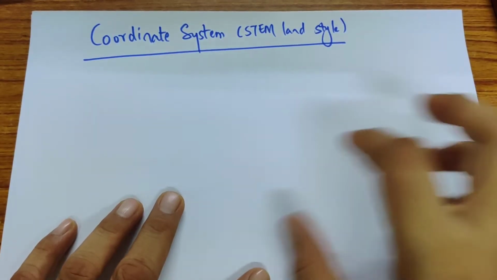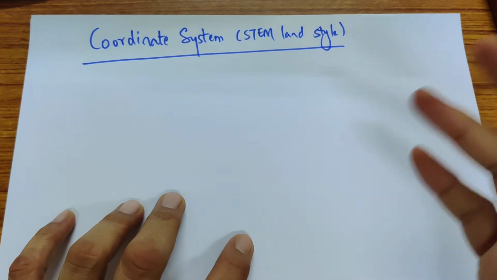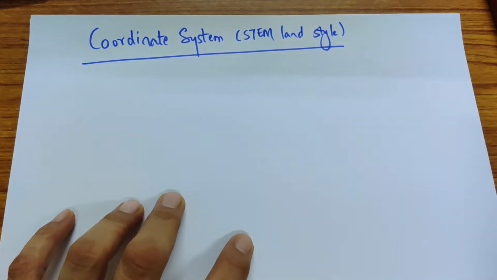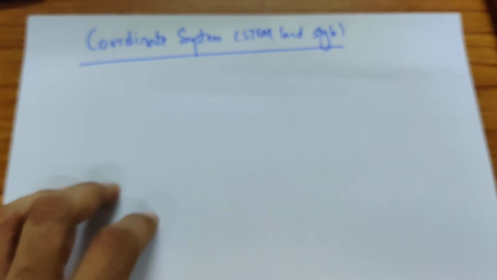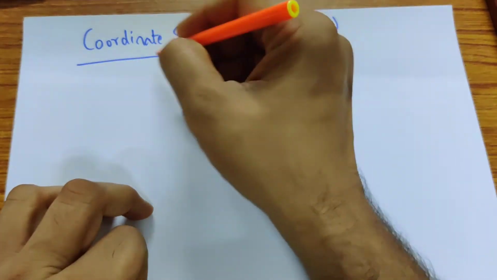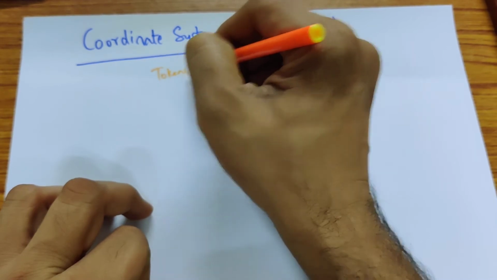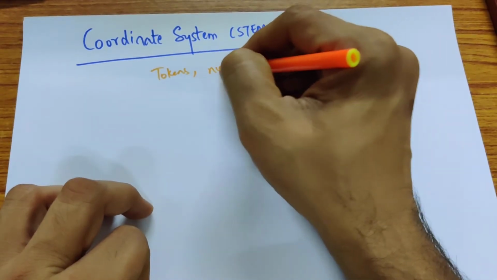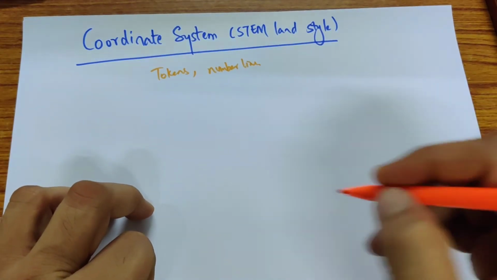So this video is about how we can introduce the coordinate system in a STEMLand style, which means looking at the things that we've already done with children. One thing we have done with them is usually integers, and we have done integers in two ways. When we introduced integers, we used tokens and the number line. And I would go back and just do that.